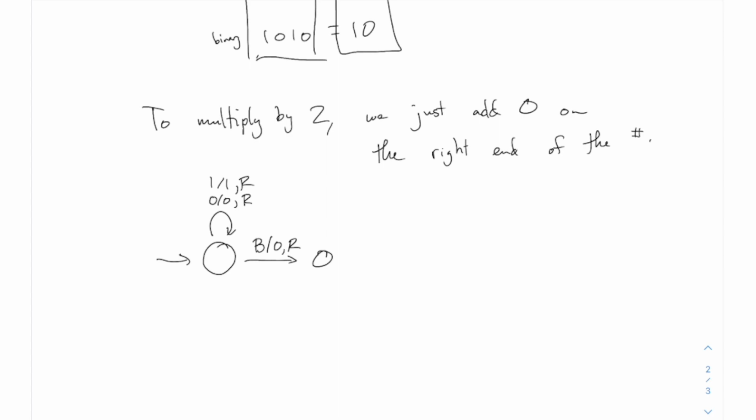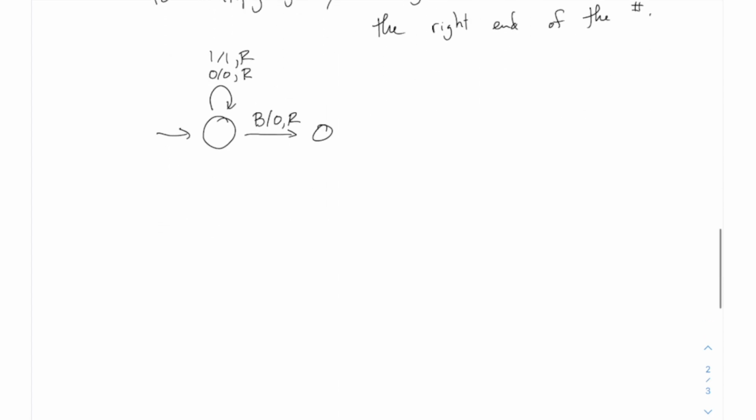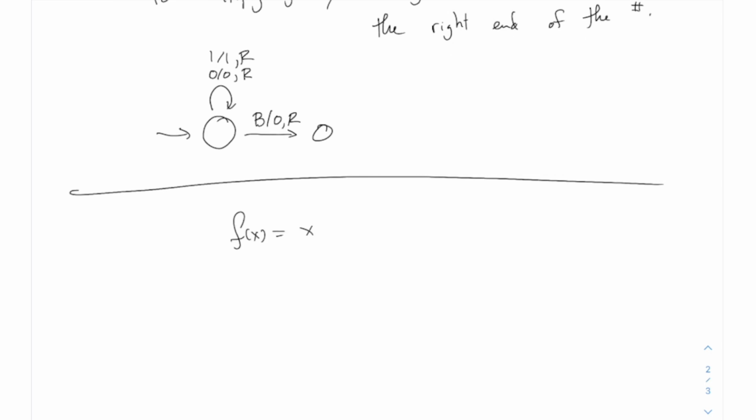That's multiplying by 2. Let's try a different one. How about f of x equals x plus 1? That's just adding 1 to a number written in binary. This is slightly trickier. For example, let's say x was this number, 0, 1, 1, 0, 1, 0. Actually, we wouldn't write the initial 0 there. But if that was x, then x plus 1 in binary, can anybody say?